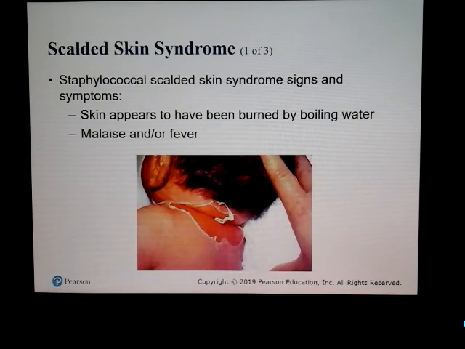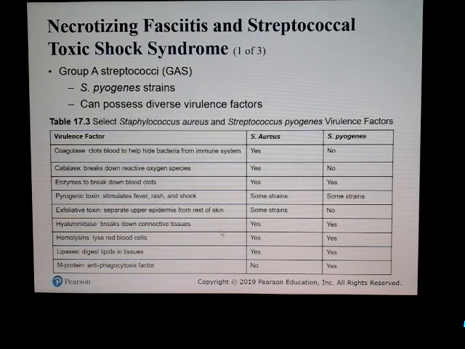So another type of staph infection is called scalded skin syndrome. And if you guys take a look at this baby here, look at how the skin is peeling and how red the skin is around it. And again, it actually looks as if the child has been scalded, but that's actually from the infection itself.